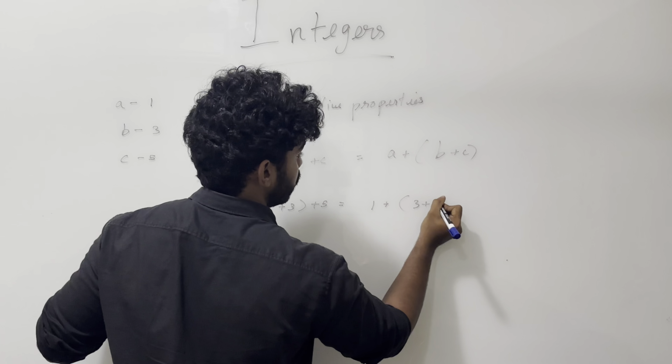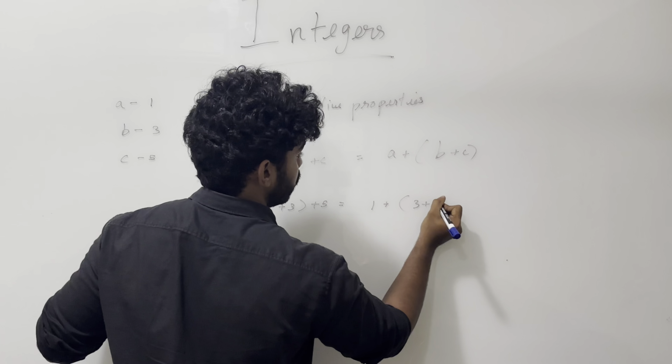Closure property. This axiom states that if a is an integer and b is also an integer, the answer of a minus b is also an integer. For example, if you take a as 5 and b as 2, 5 minus 2 gives you 3, which is also an integer. Before, we have seen that addition is associative as well as commutative. Subtraction is neither commutative nor associative.